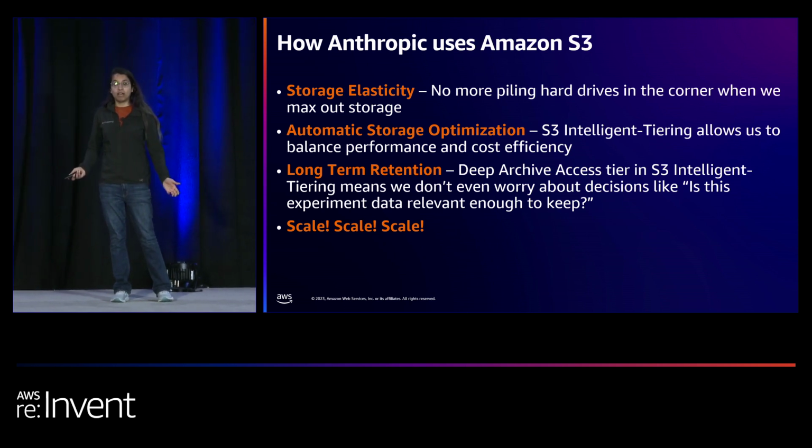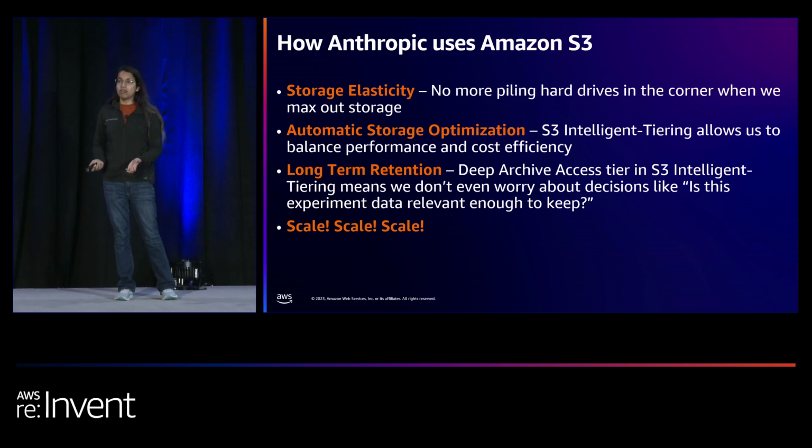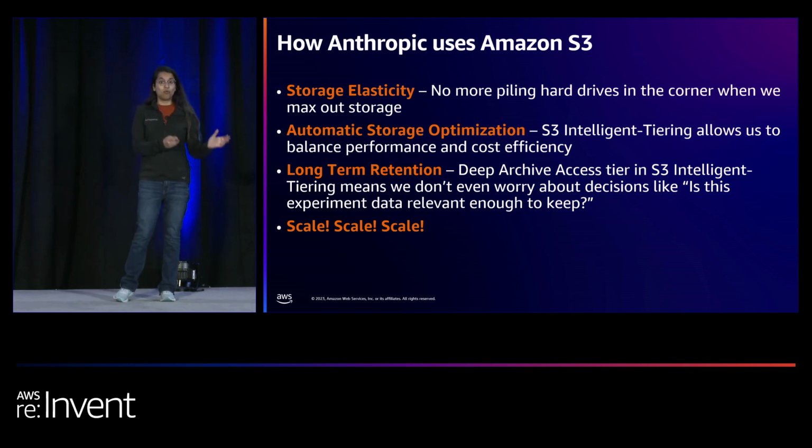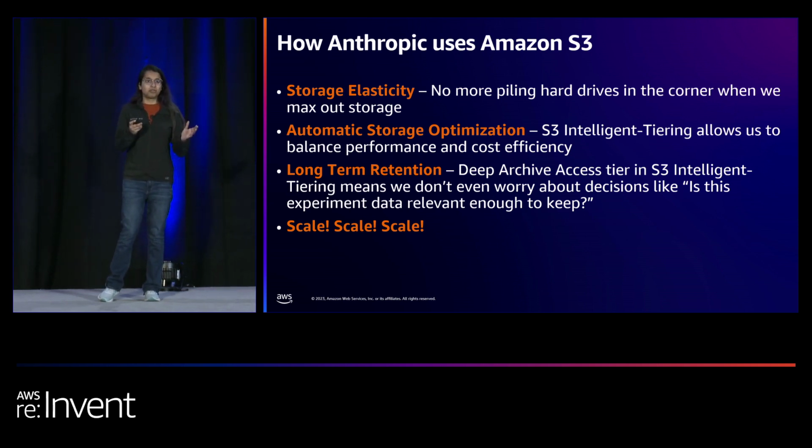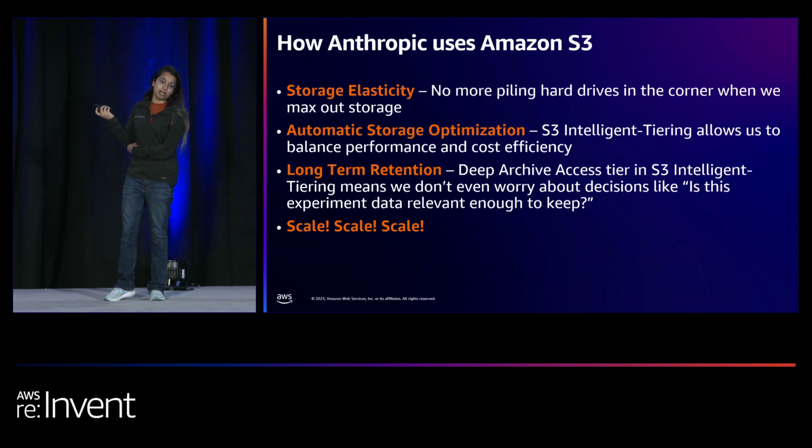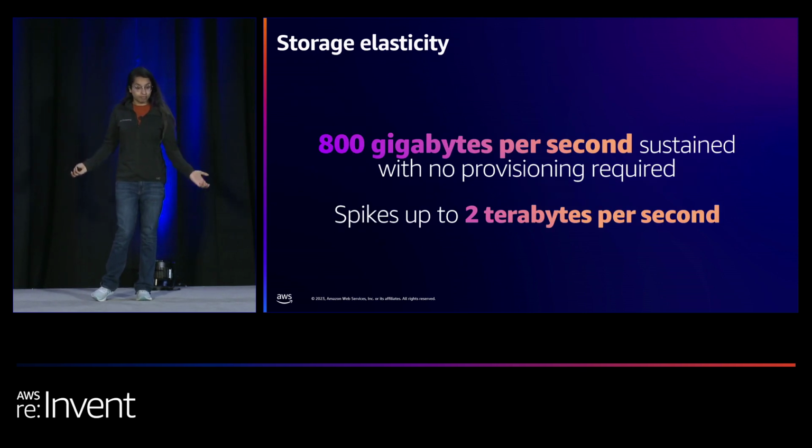So when we have experiments that we don't know whether they're going to be valuable or not, we can drop them into S3, and if it turns out that we don't need them for a while, they'll sort of just go away and no longer contribute to our bill, but they'll be there if we need them. And that deep archive access tier in intelligent tiering means that we don't worry about that kind of decision. And obviously, S3 is the best way to help us scale.